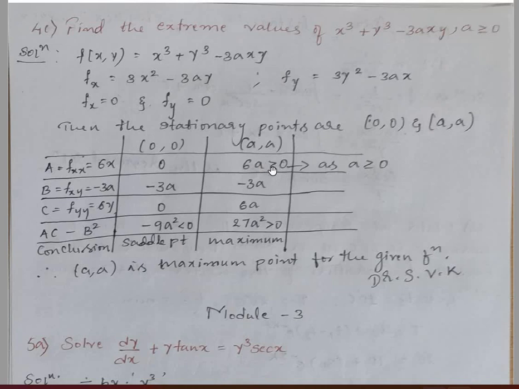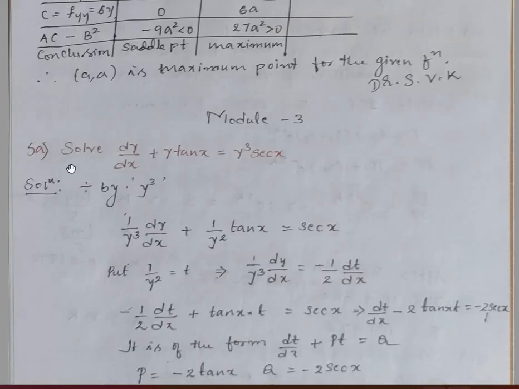Here 6a is taken as positive, since in the given problem a is positive, therefore we can say that 6a will be a positive value, and ac minus b square I got as a positive value. When both are positive, I can tell that that point is a minimum. So therefore (a, a) is the extreme point for the given function. This carries 7 marks.